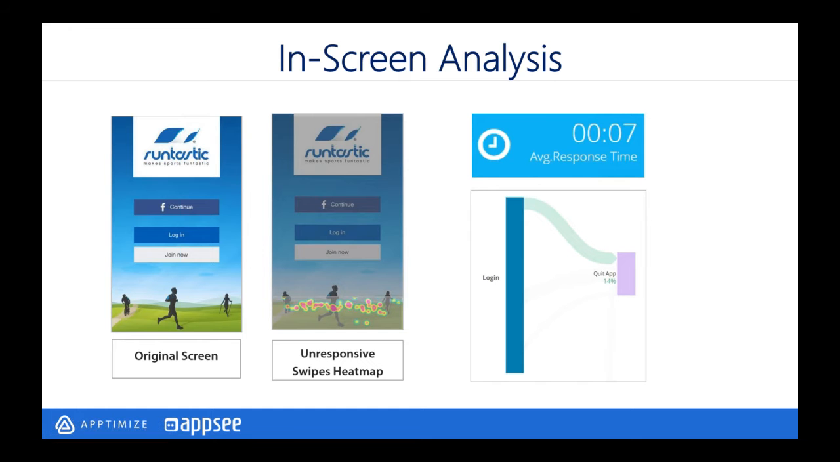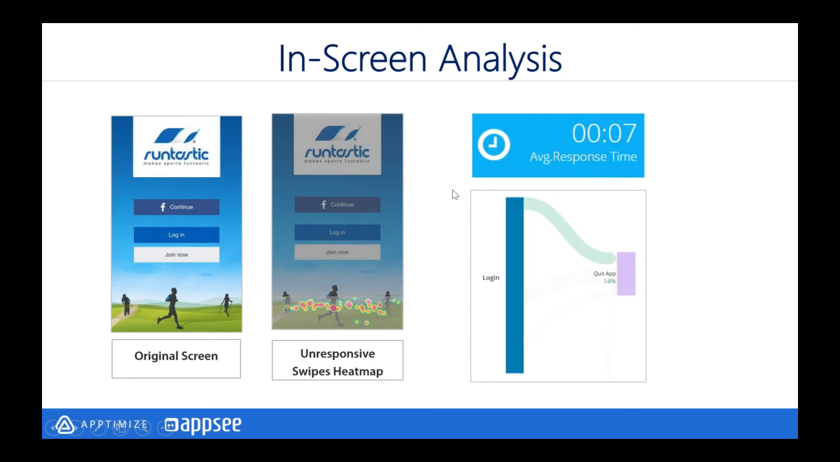The first one is when measuring the average response time in the login screen, we see that it takes 7 seconds for an average user to perform an action on this screen. So this is a fairly long response time, another thing that makes us suspect that there's some sort of user confusion in this screen. And we can also see that from 100% of visits to the login screen, 14% actually quit the app.